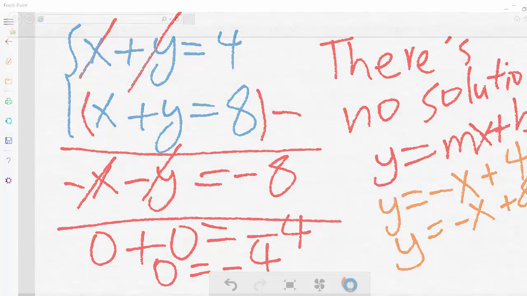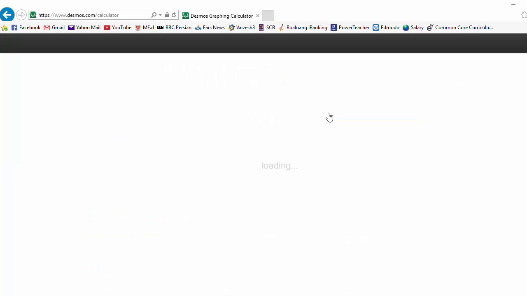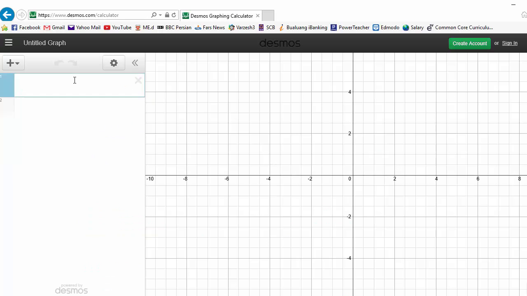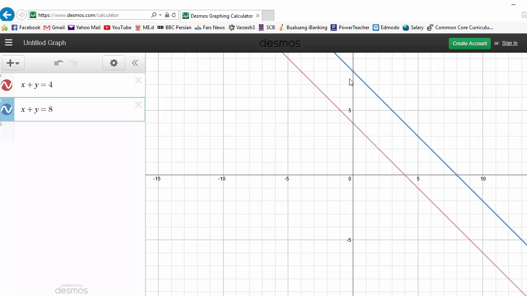Let's graph these two functions and see what will happen. Let's go to our graphing calculator. We can use desmos.com, and I will type x plus y equals 4. That's our first function with a negative slope. And the second one was x plus y equals 8. As you can see, these two lines are parallel and never meet. The only difference is the y-intercept for the blue line is 8 and the y-intercept for this one is 4, and the slope is negative 1.